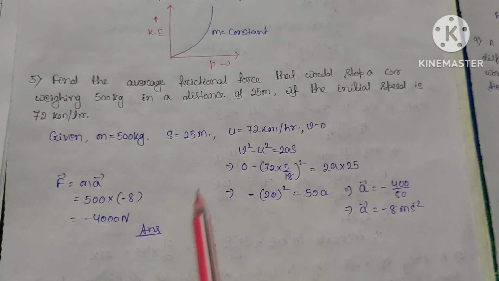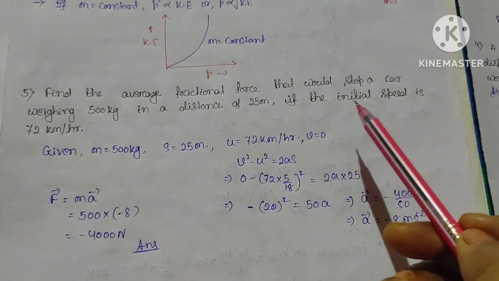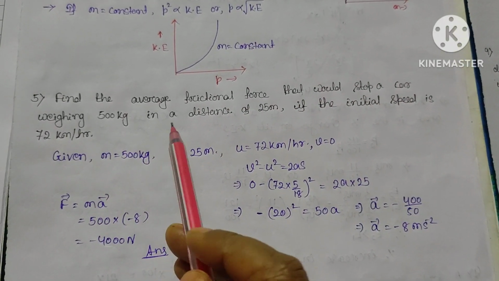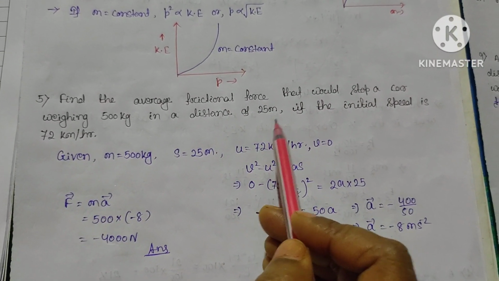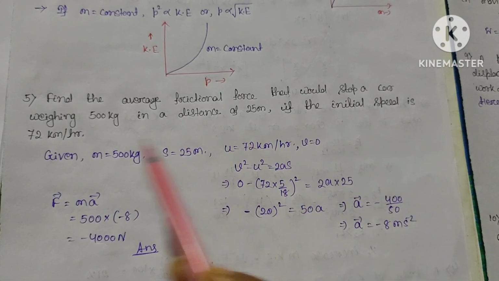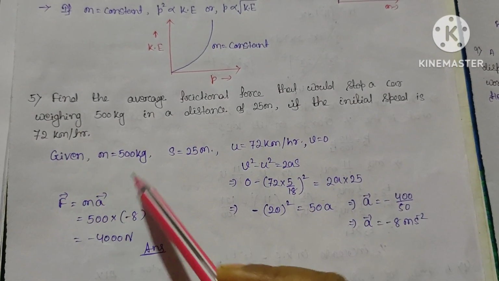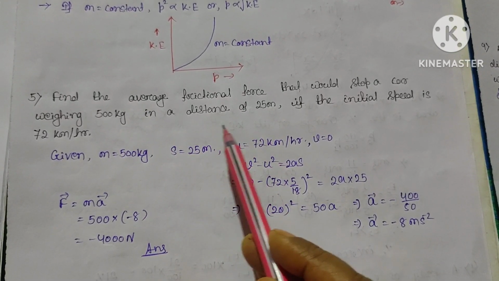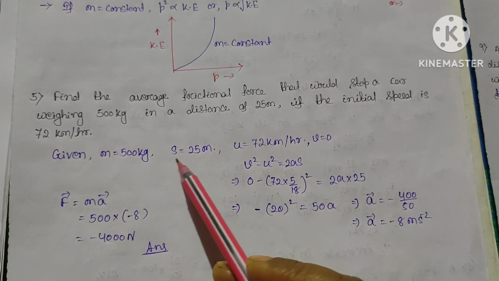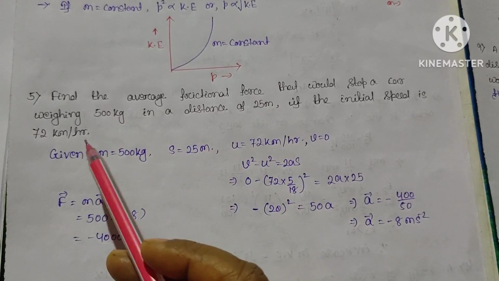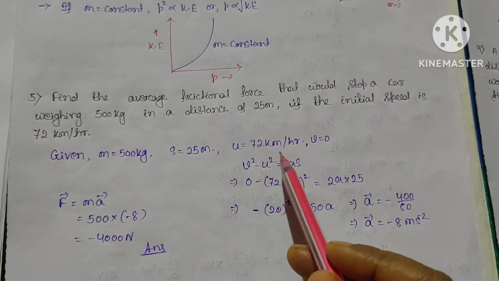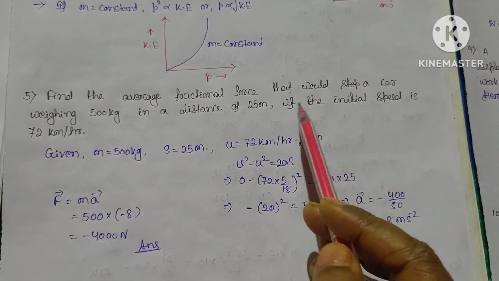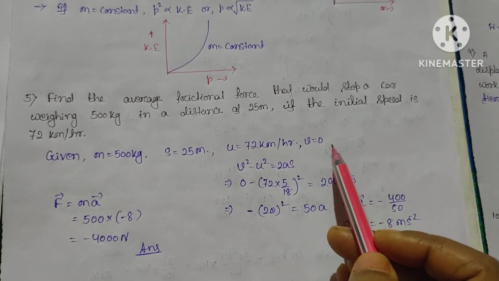So the next question is: find the average frictional force that would stop a car weighing 500 kg in a distance of 25 meter if the initial speed is 72 km per hour. So here mass is given 500 kg and it has to cover the distance 25 meter. This is the displacement, 25 meter, and the initial speed, that is u, is 72 km per hour, and it would stop the car. So stop means the final velocity is 0.